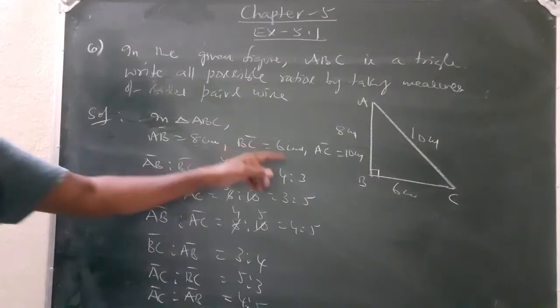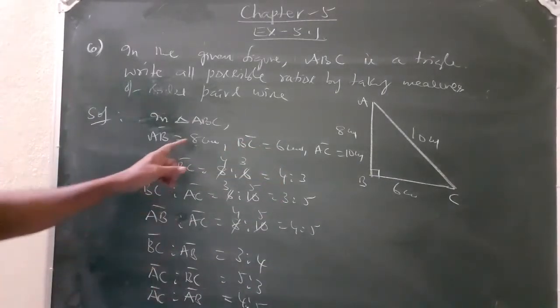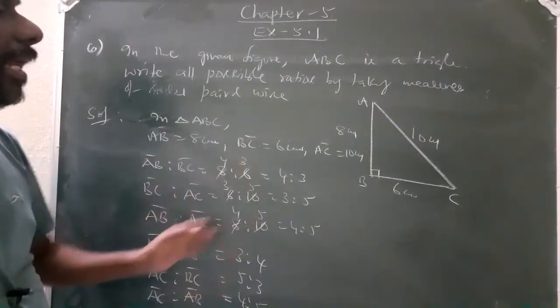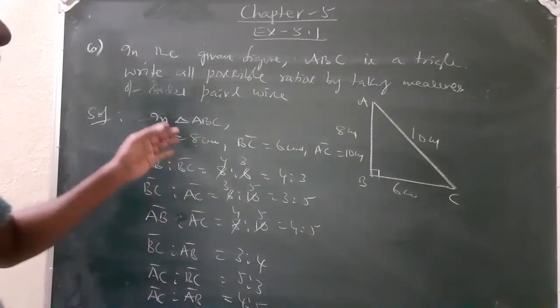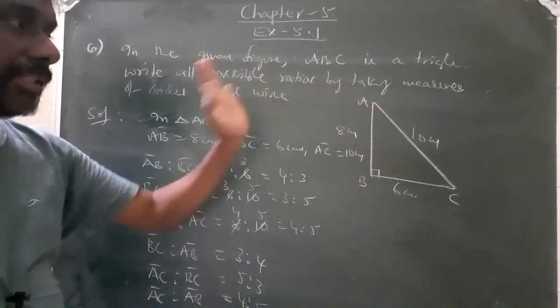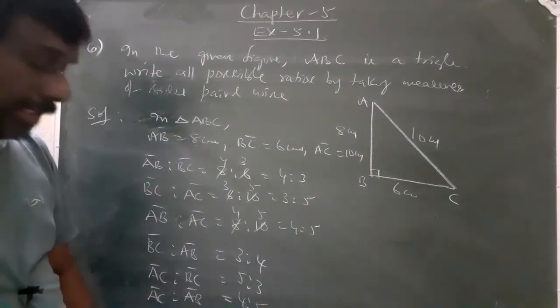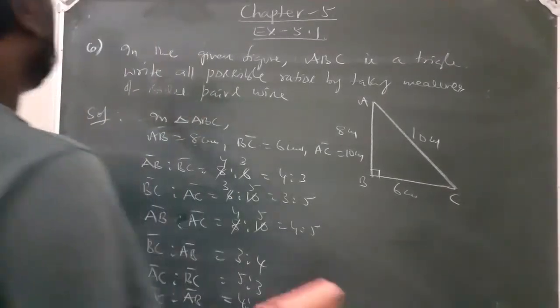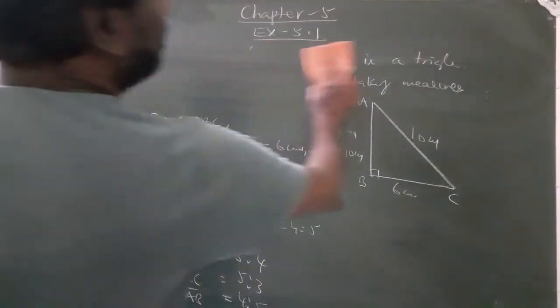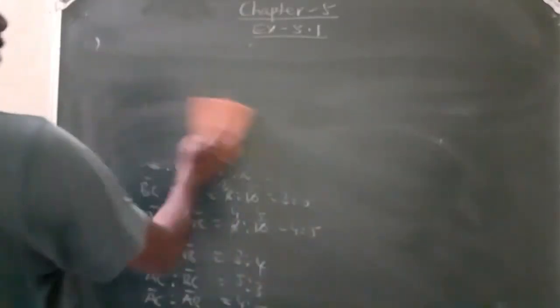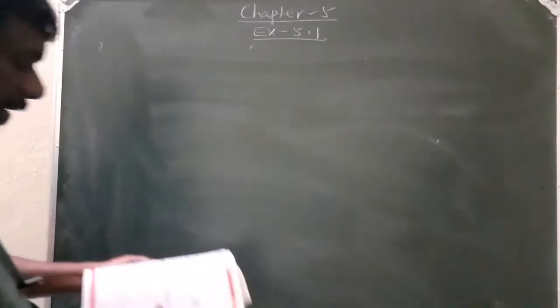So like that how many possible ratios can we write? 6 possible ratios we can write. So like that you have to write the possible ratios of the sides of this triangle, pairwise. Okay. Now we'll see the next one.